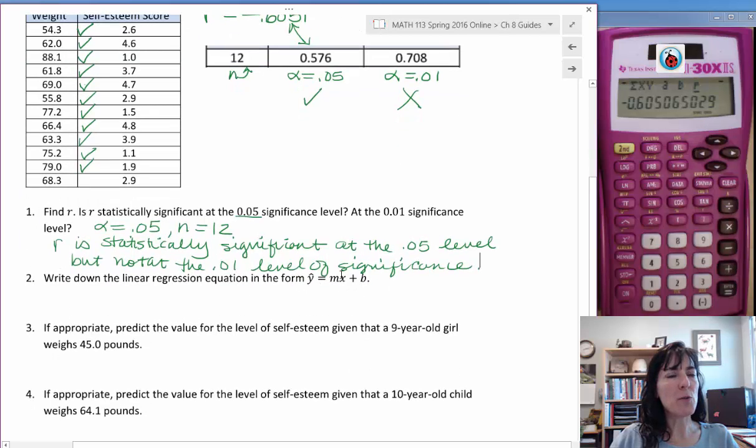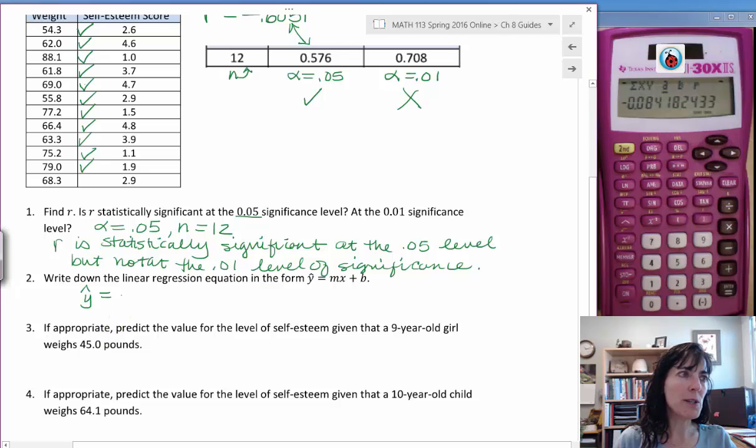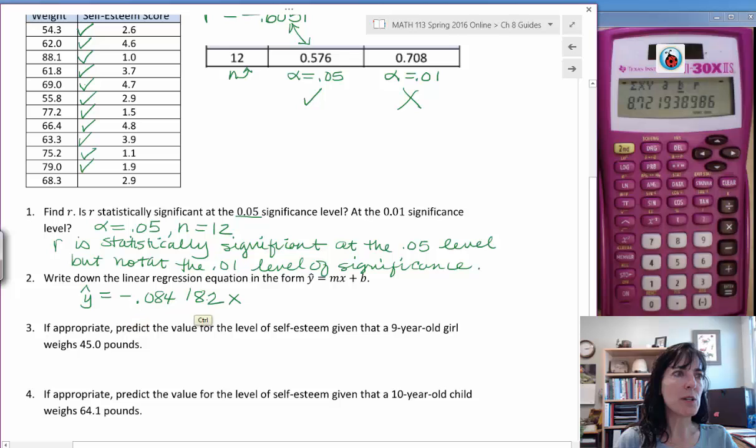Write down the linear equation in the form y hat equals mx plus b. I can look on here for the a, which I need to write down first, and it's negative 0.084182. 1, 2, 3, 4, 5, 6. We'll do 6 digits, and then put my X, and then let's see what the B is. It's going to be plus 8.721938, but I'll change it to a 9 because the next digit is a 9, 5 or greater.